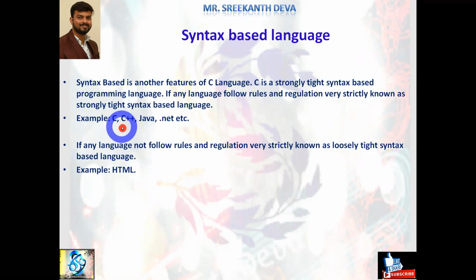For example, in all these procedural oriented programming languages like C language, C++, Java, .NET, PHP, Python, we must maintain proper rules and regulations based on the particular syntax of the topic. If you violate them, it immediately throws what? Compile time errors. For some programming languages, the interpreter is responsible to generate runtime errors. If any language does not follow the set of rules and regulations very strictly, it is known as a loosely typed syntax based language.